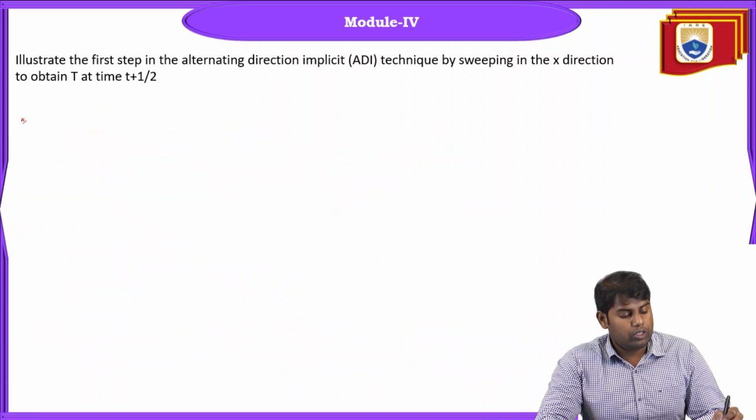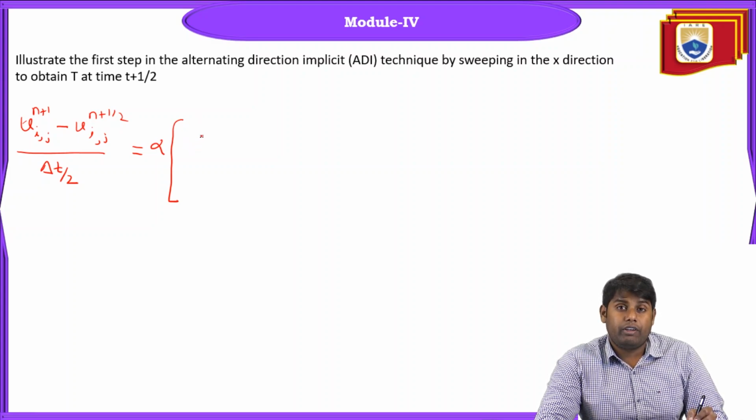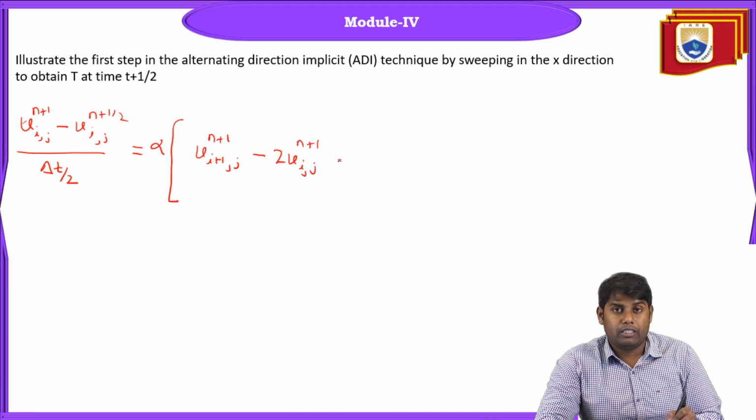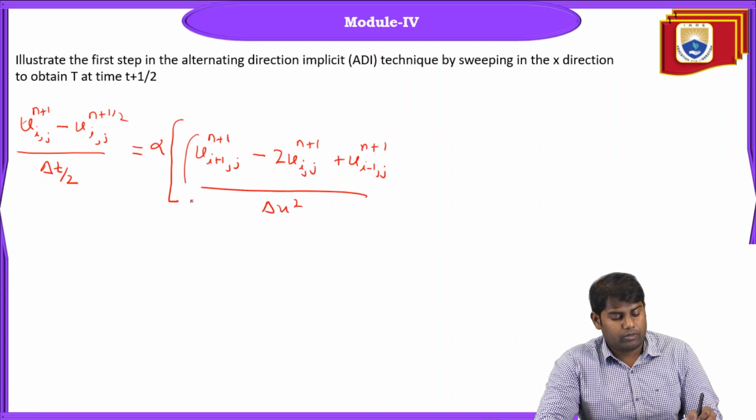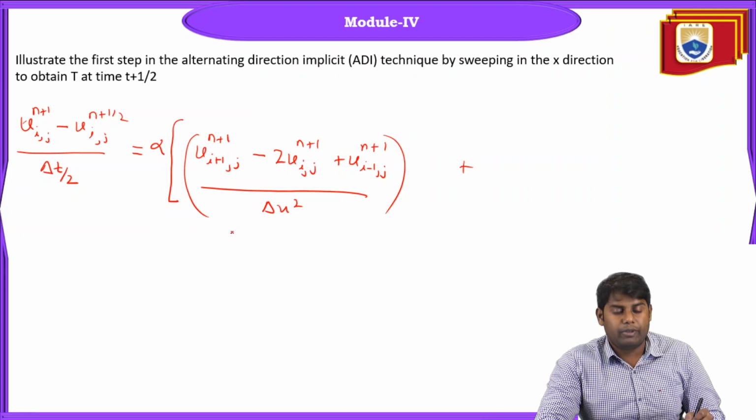So that would give us u of i comma j to the power of n plus 1 minus u of i comma j to the power of n plus half, this value we get from the first equation, divided by delta t by 2, which is equal to alpha into, now along x direction we have to give it as implicit. u of i plus 1 comma j to the power of n plus 1 minus 2 u of i comma j to the power of n plus 1 plus u of i minus 1 comma j to the power of n plus 1 divided by delta x square. So this is implicit along x direction.